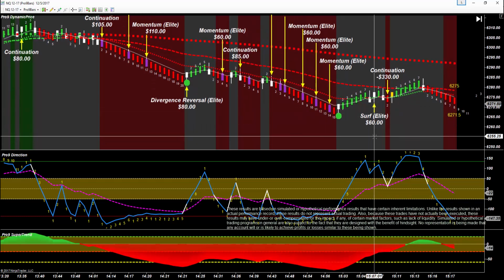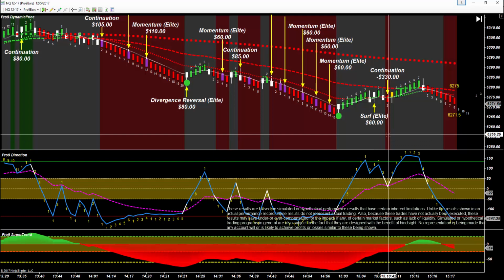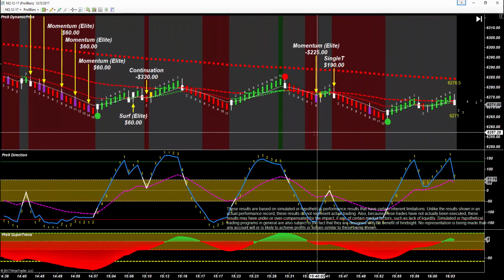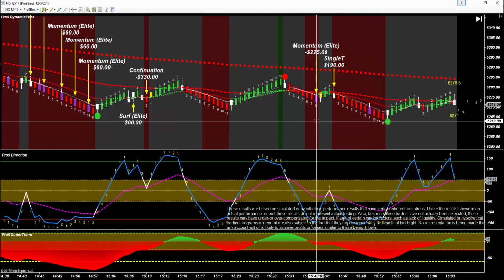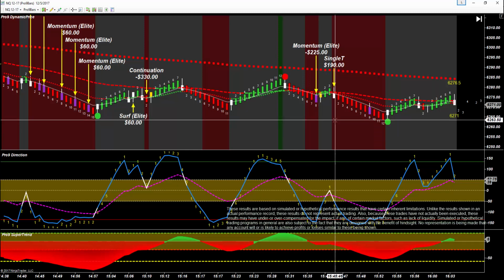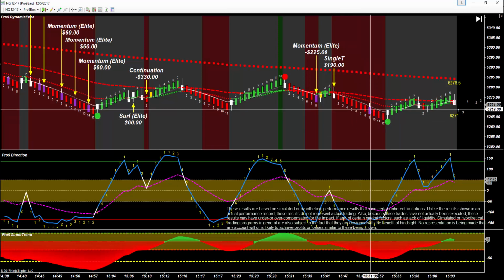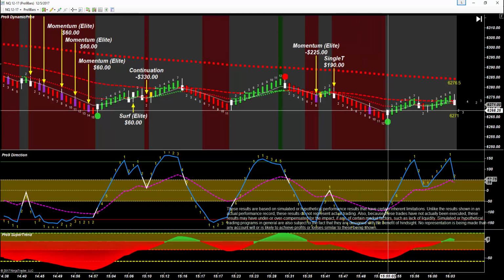We have this quick surf long that just hits its profit target, followed by a continuation that is a full stop. And towards the end of the day, we catch a momentum short that unfortunately goes against us. And our last runner of the day is a single T short. At the close of bar 7, we can widen our stop to the green DPI and ride over this wick here, eventually getting stopped out by this turn bar.